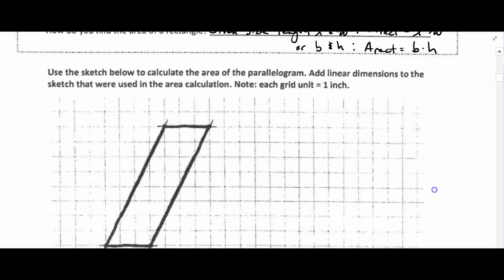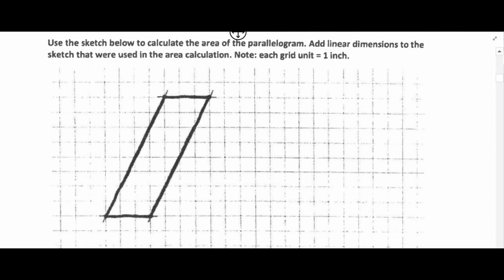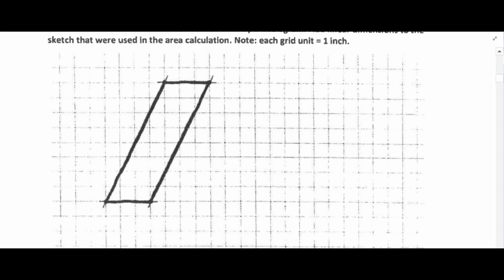Alright, so let's use this sketch below to calculate the area of the parallelogram. And then we're going to add linear dimensions to the sketch. And we'll use each grid unit is 1 inch. So obviously not to scale. So one way we could find the area of this parallelogram is simply to find the number of squares. So we could just add them up.